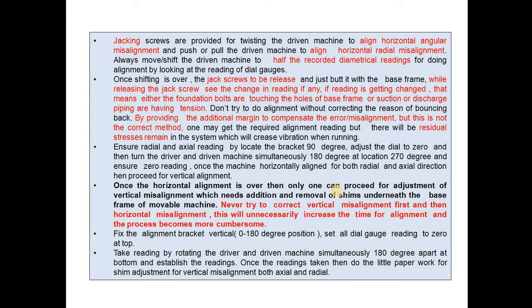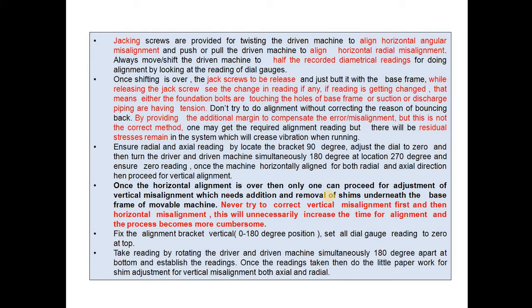Similarly, we also have to correct the angular movement by giving half of the total angular misalignment. Once you adjust or shift the movable machine, you have to release the jack bolt. Your reading should not get disturbed.